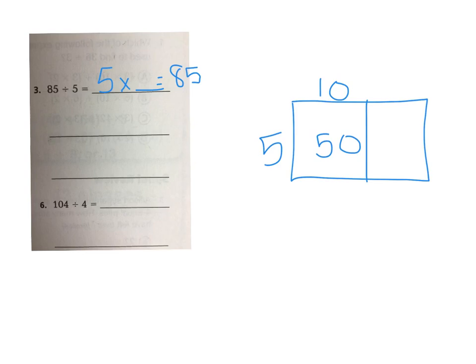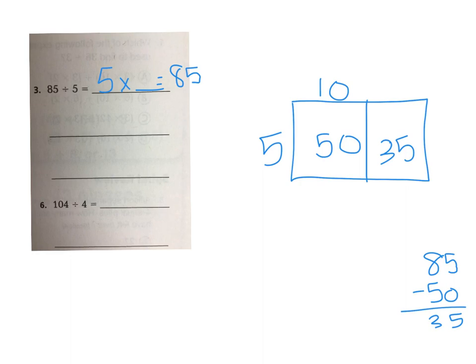Now we have to find that mystery number that goes right in here. And remember, to figure out that mystery number, we're going to figure out what can equal 85 when you add 50 to it. 50 plus what will give me 85? Now remember, if you're not sure, you can just subtract 50 from 85. Do you see how I get 35? That's my mystery number right there.